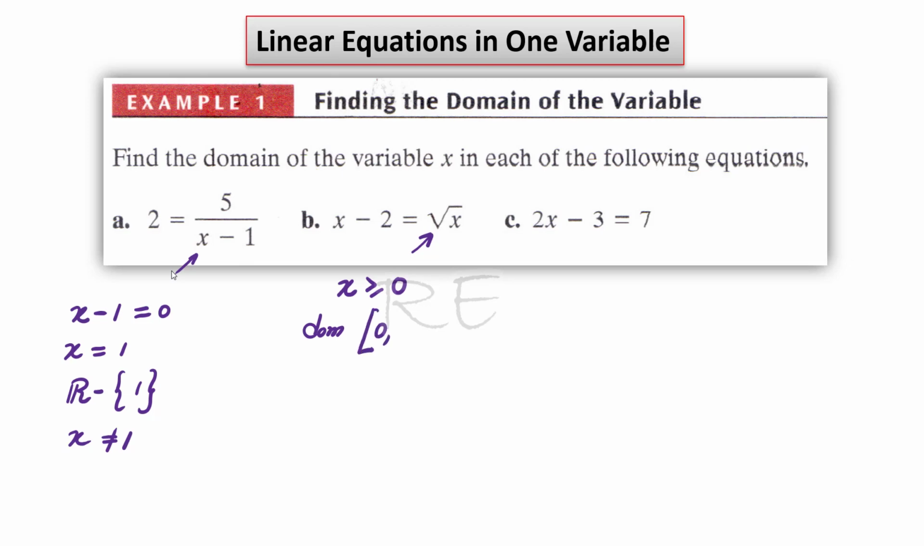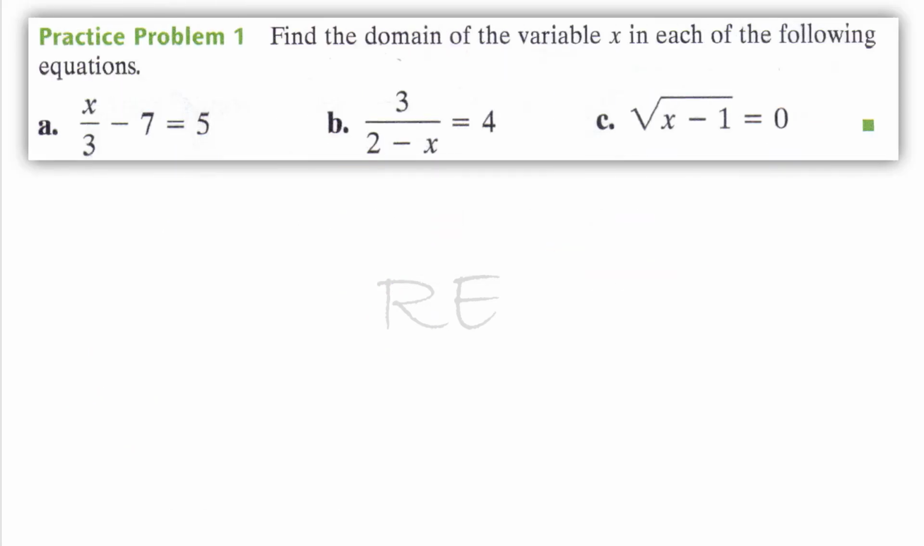X minus 2 is everywhere defined. The left side is everywhere defined. For C, the domain is all real numbers. 2x minus 3 is a polynomial expression everywhere defined, and 7 is a constant everywhere defined. X over 3 minus 7 is polynomial everywhere defined, and 5 a constant everywhere defined. So the domain is all real numbers.